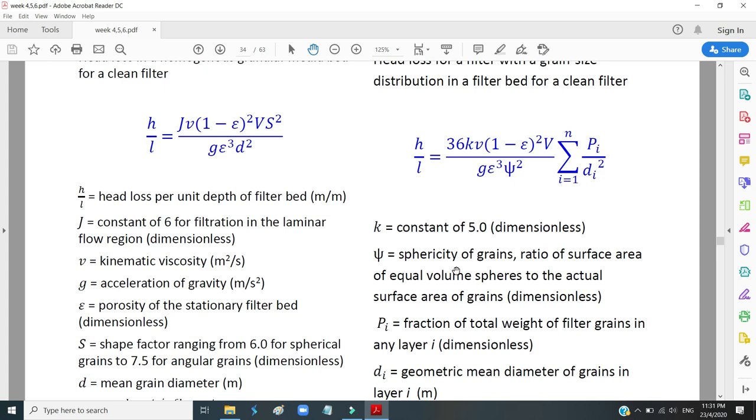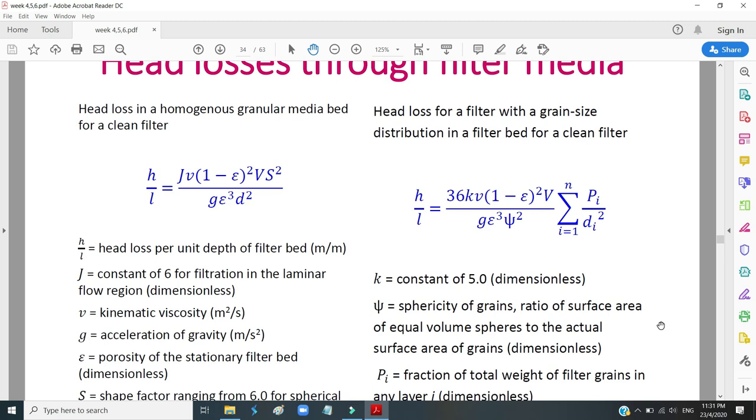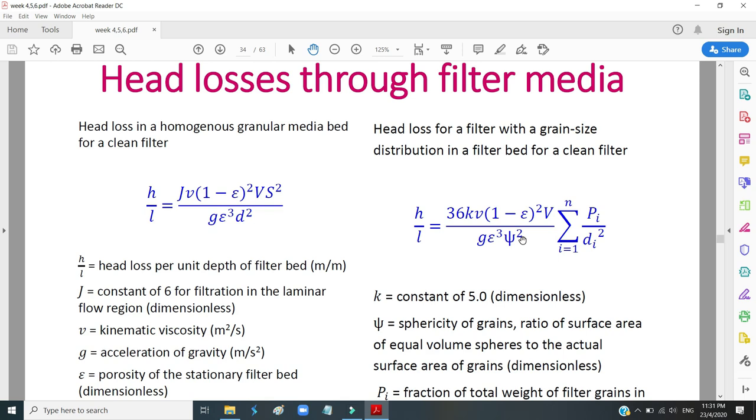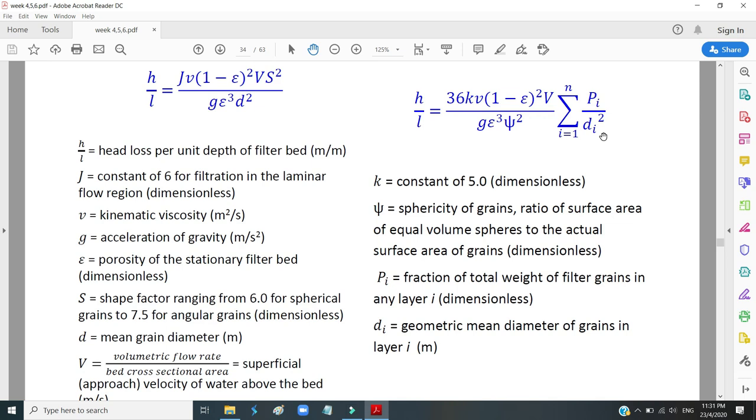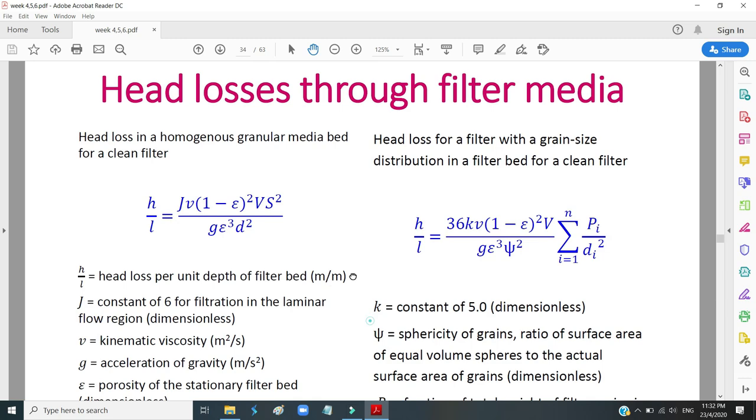While this one will use the sphericity of grain, the ratio of the surface area of an equal-volume sphere to the actual surface area of the grain, squared. This is a grain size distribution method. That's why it will use the summation of the P i, the fraction of the total weight of filter grain in any layer, divided by d i, the geometric mean diameter of grain in layer i. So we need to apply the formula to solve our question.